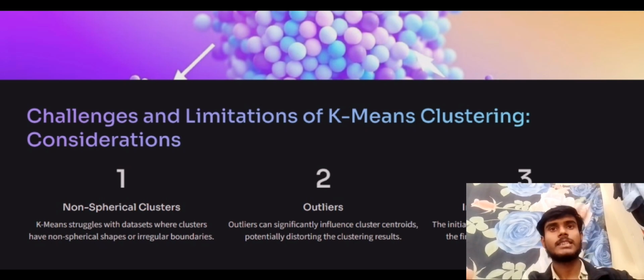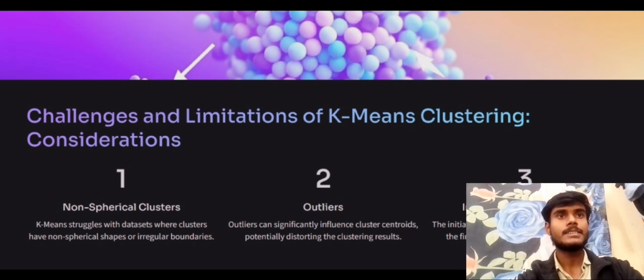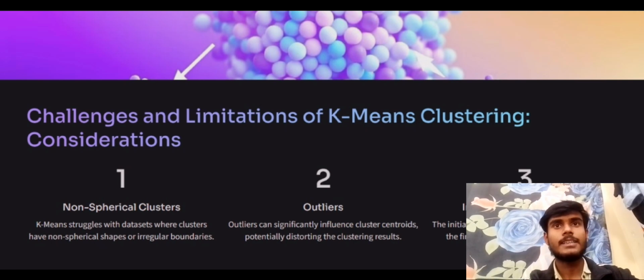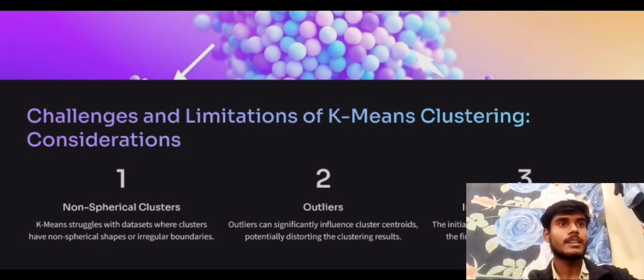On another topic, challenges and limitations of K-means clustering, considerations: non-spherical clusters, outliers, initial centroid selection. K-means struggles with datasets where clusters are non-spherical in shape or have irregular boundaries.